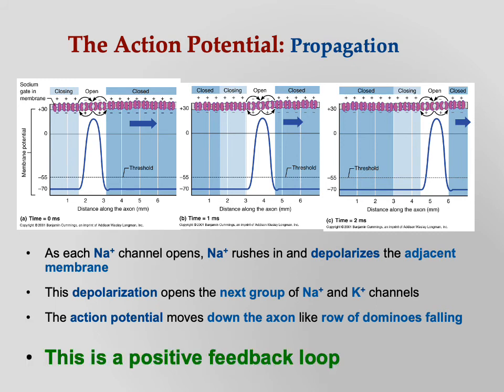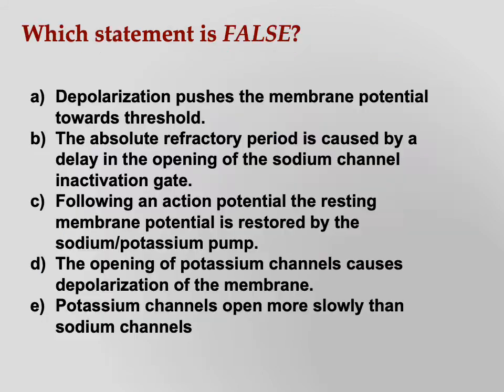Once that first voltage-gated sodium channel opens, it's going to open all the rest of them, all the way down the membrane. One domino is going to hit the next one, that's going to hit the next one, that's going to hit the next one, and we open all of them until we get to the very, very end. Okay? So, did this all make sense?